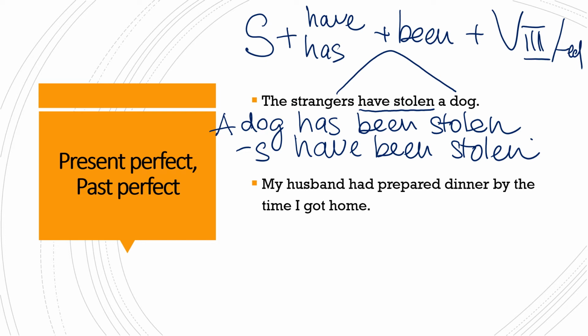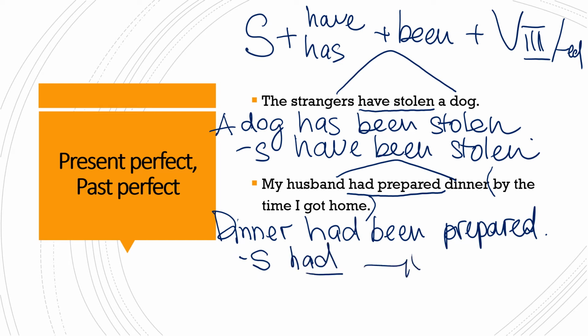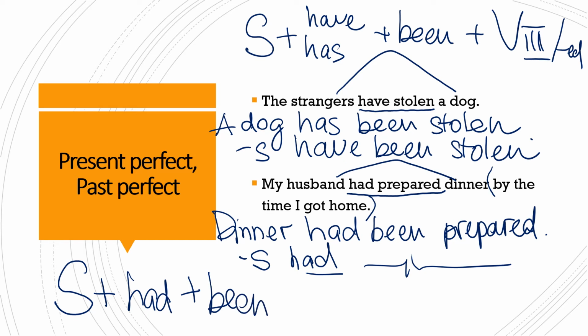Past perfect, my husband had prepared dinner by the time I got home. Well, this information, by the time I got home, is nice to have just to see that it's past perfect, but we are not going to use it when we're swapping the sentence, just for the sake of saving time. So, dinner had been prepared. Just in case it's in plural, dinners sounds unusual. You still have had, you don't do anything else with the sentence. So the formula for the sentence is subject plus had plus been plus verb from the third column or with an ed ending.